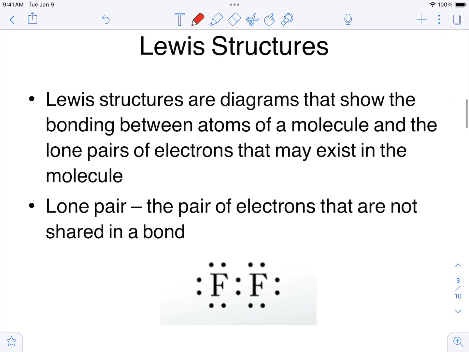So moving on from the dot structures, we get to Lewis structures. And these diagrams show the bonding between the atoms of a molecule. The electrons that are not involved in bonding will exist as what's called a lone pair.